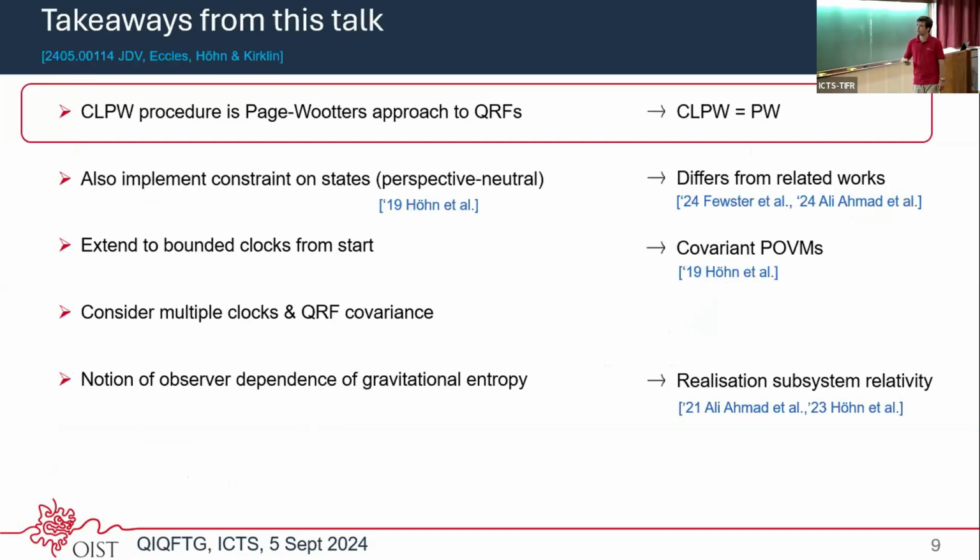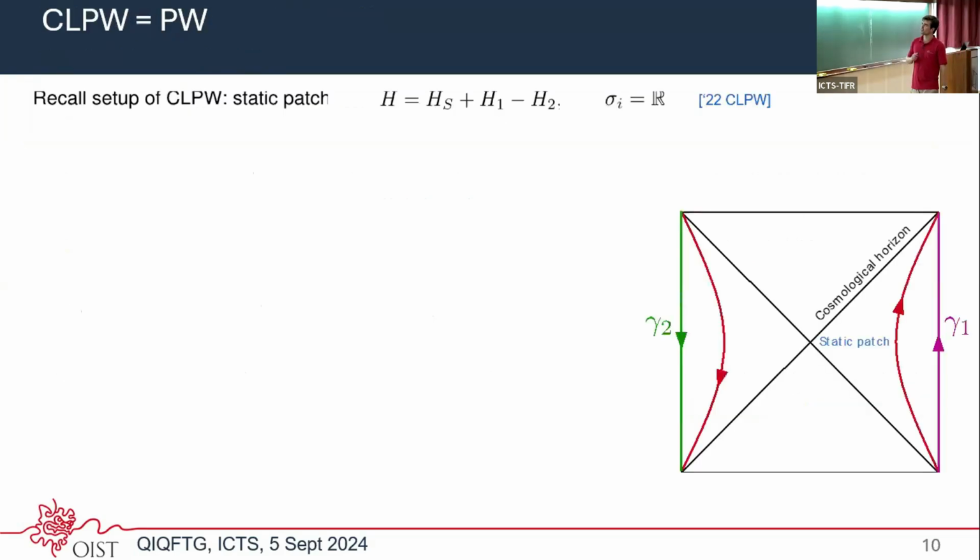Now that we've given this small introduction to quantum reference frames and quantum clocks, we will come to the main part of this talk, that CLPW equals PW. And it doesn't mean that CL equals 1. It's just, yeah. So how do we see this?